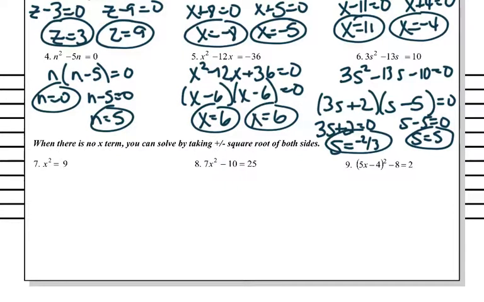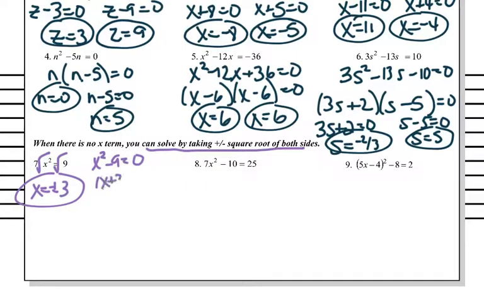At the bottom, we're going to talk about some equations that don't have an x term. When you don't have an x term, you can do a little bit different solving method. You can take the square root of both sides. But when you do that, you have to take plus or minus. The reason is if I were to solve this question by factoring, there's still two answers. x plus 3, x minus 3, x is negative 3, x is positive 3. So when you take that plus or minus on the square root, you're accounting for both roots.